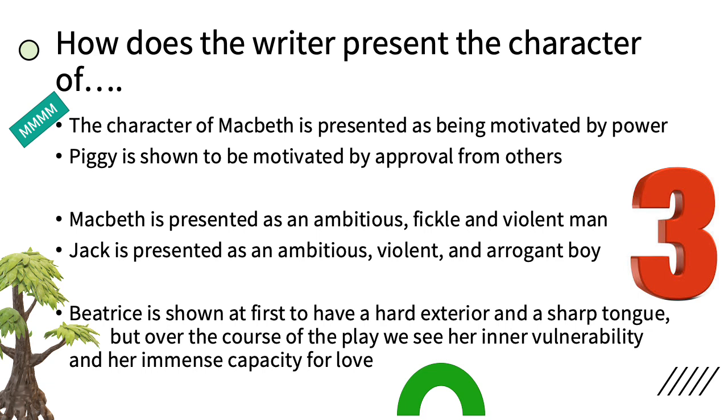Final one. This is where you will see how you might use your character arc revision to write your opening sentence. In fact, this one kind of doubles up both. So here we say Beatrice is shown at first, there's your character arc, to have a hard exterior and a sharp tongue. But over the course of the play, we see her inner vulnerability and her immense capacity for love. Over the course of the play, we get to see what's really inside there. And as we said earlier, the moment we get to see it is when she's damaged. That's when we see what's really inside there.